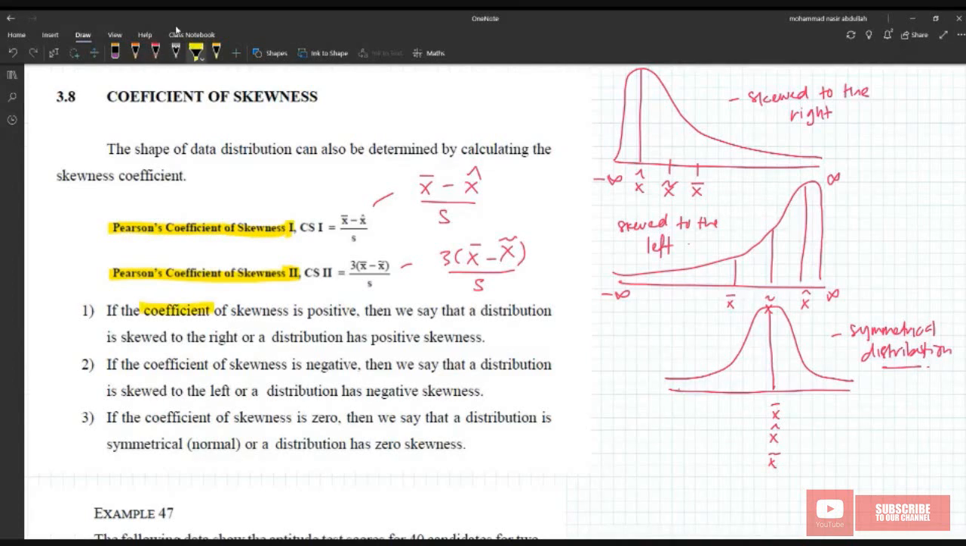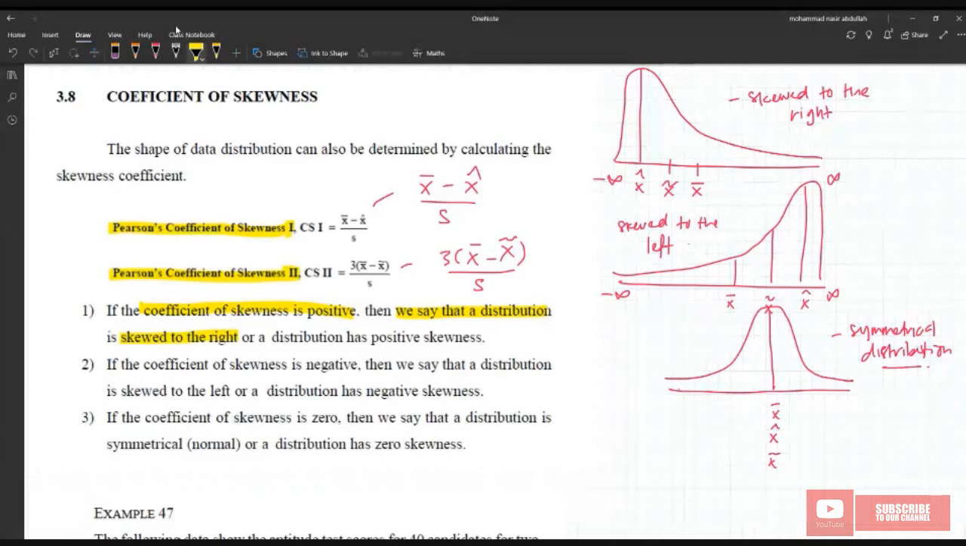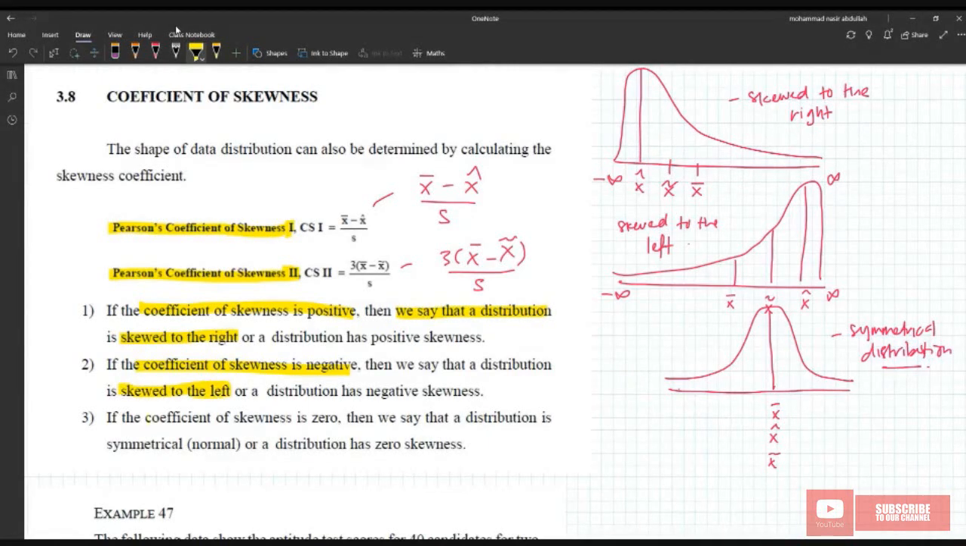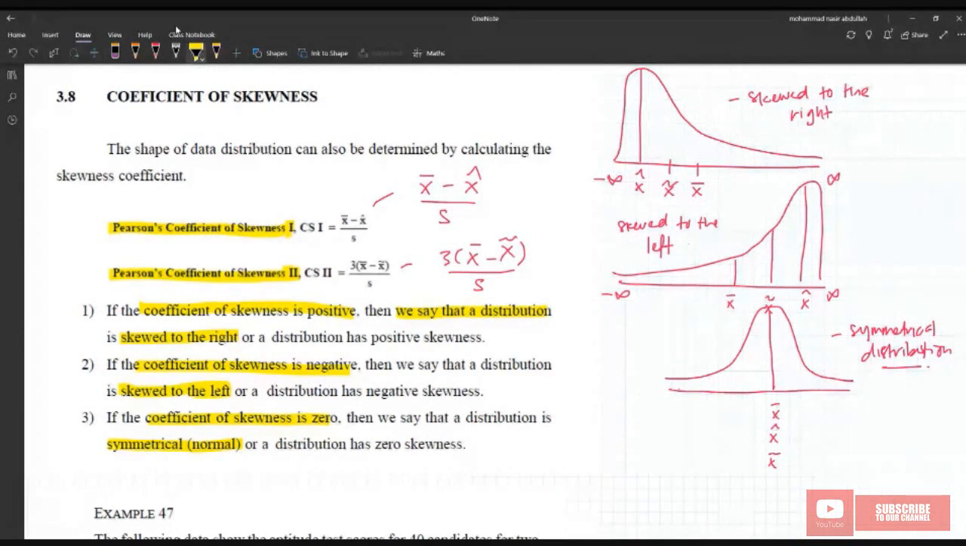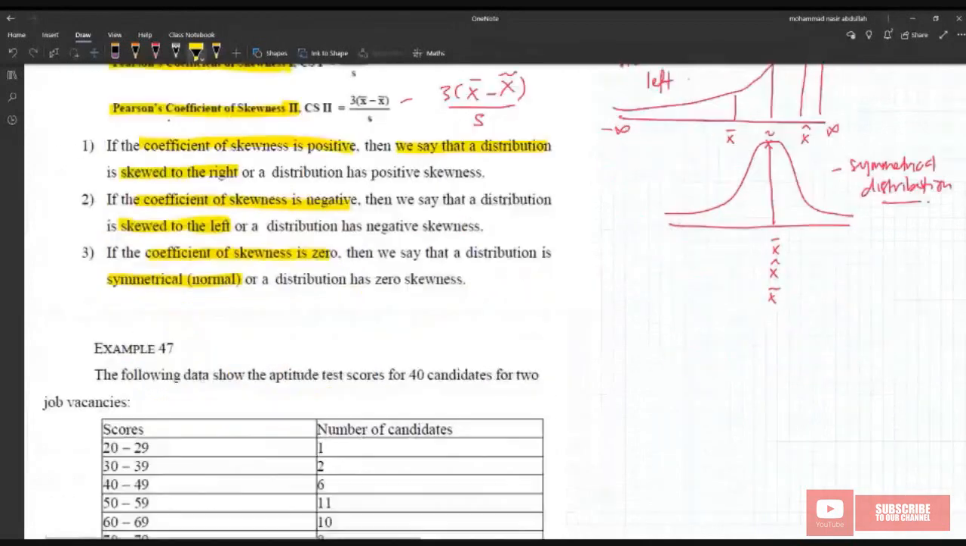So now, if the value of the coefficient of skewness is positive, if you input the values into the formula and you get a positive value, then we can say the distribution is skewed to the right. When the coefficient value is negative, then you will say the distribution is skewed to the left. When the coefficient of skewness is equal to 0, then the distribution is symmetrical or normal. Right. So this is how to interpret the Pearson coefficient of skewness.